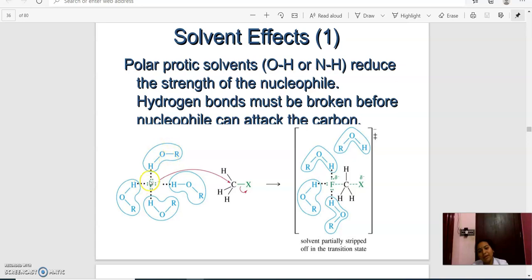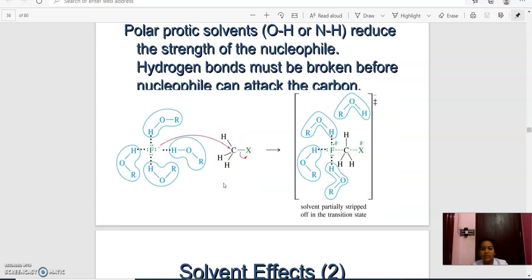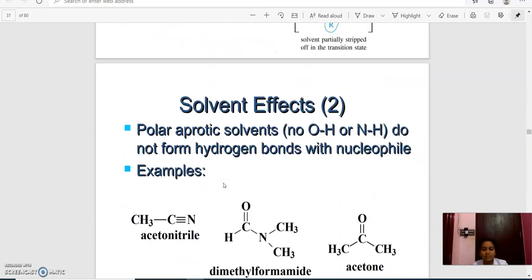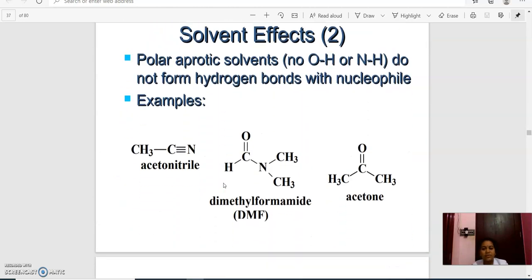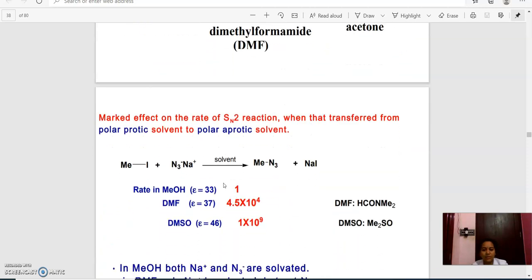So what will happen here: first it will stabilize the nucleophile, and it will slow down the speed of the nucleophile before the attachment of the nucleophile. It will stabilize that nucleophile. So we are using polar protic solvents here. We cannot use a polar aprotic solvent in the SN2 reaction.